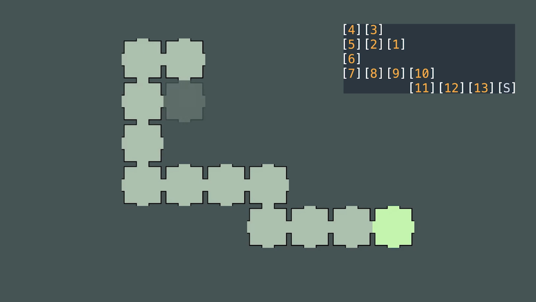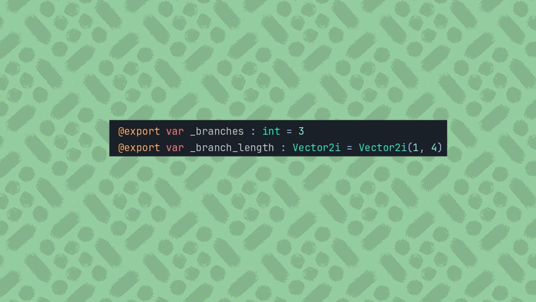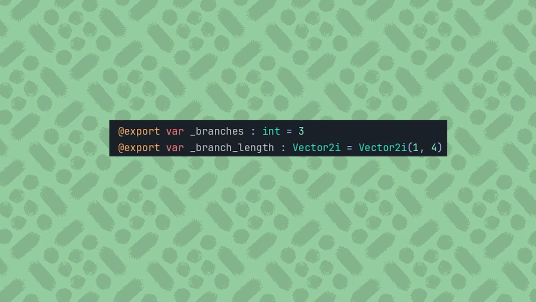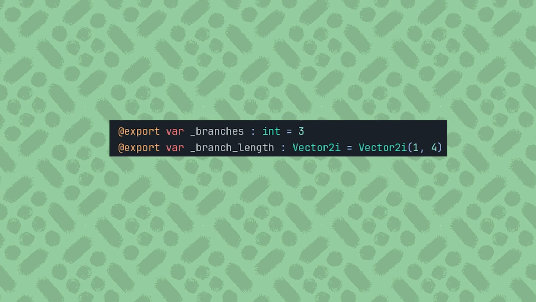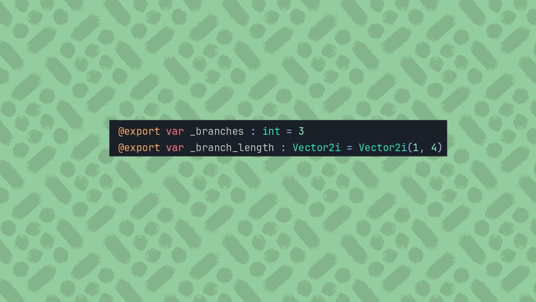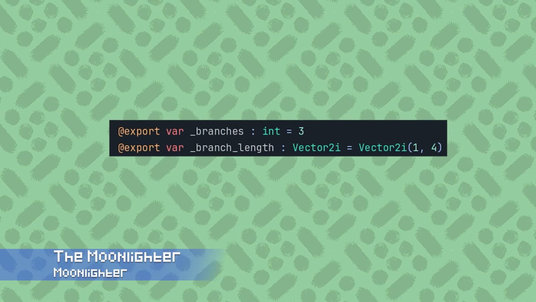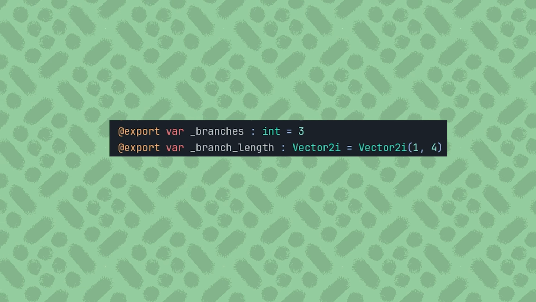A linear dungeon would be pretty boring to explore, so let's add some branches to this critical path, adding more constraints to the exported variables, like the number of branches and their length. Another use of vectors is for storing ranges with a minimum and a maximum value. This way we can have branches of varying length. I'll have 3 branches with lengths of 1 to 4 rooms each.